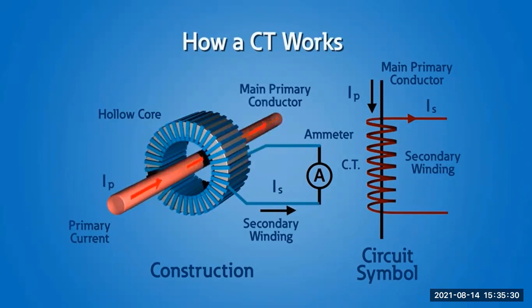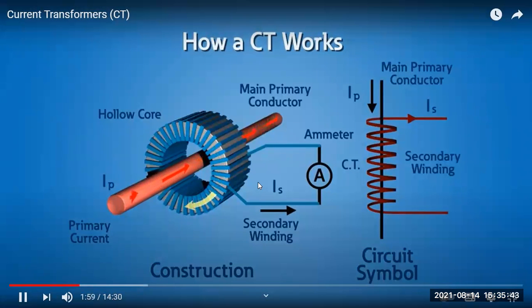The primary winding that carries the main current is said to have a single loop or winding. The wire produces the magnetic field that drives the current on the secondary winding, which is used as the output of the CT. The current on the secondary winding is proportional to the current flowing through the center of the core.